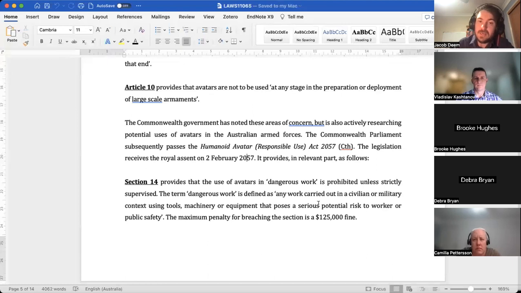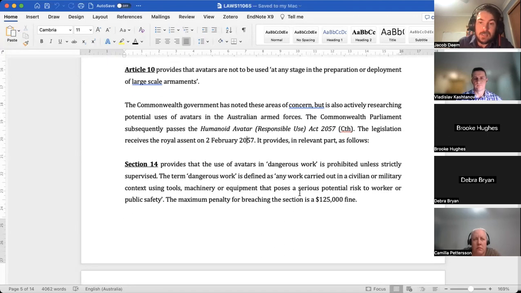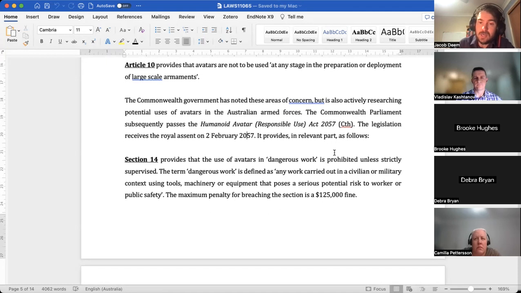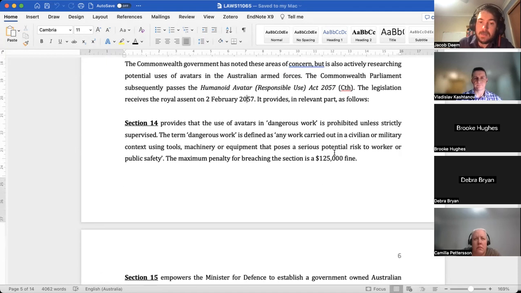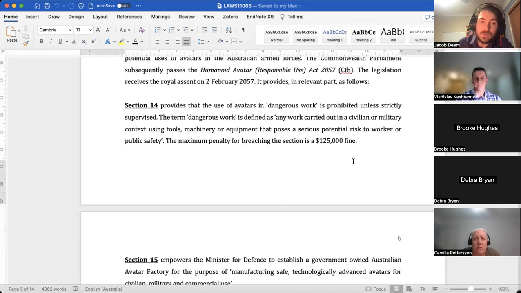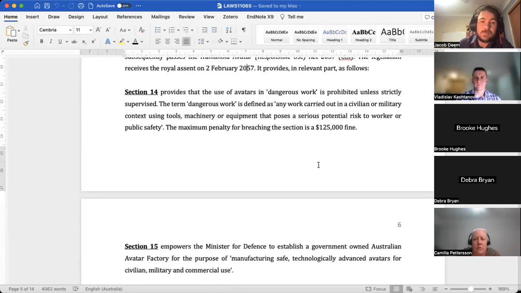Article 10 provides that the avatars are not to be used at any stage in the preparation or deployment of large-scale armaments. The Commonwealth Government has noted this concern, but they're also pretty keen to see what Australia could do with them in the military. So they pass the Humanoid Avatar Responsible Use Act, and that passes on the 2nd of February 2057. So we're assuming that the Constitution doesn't change in the next 30, 40 years.